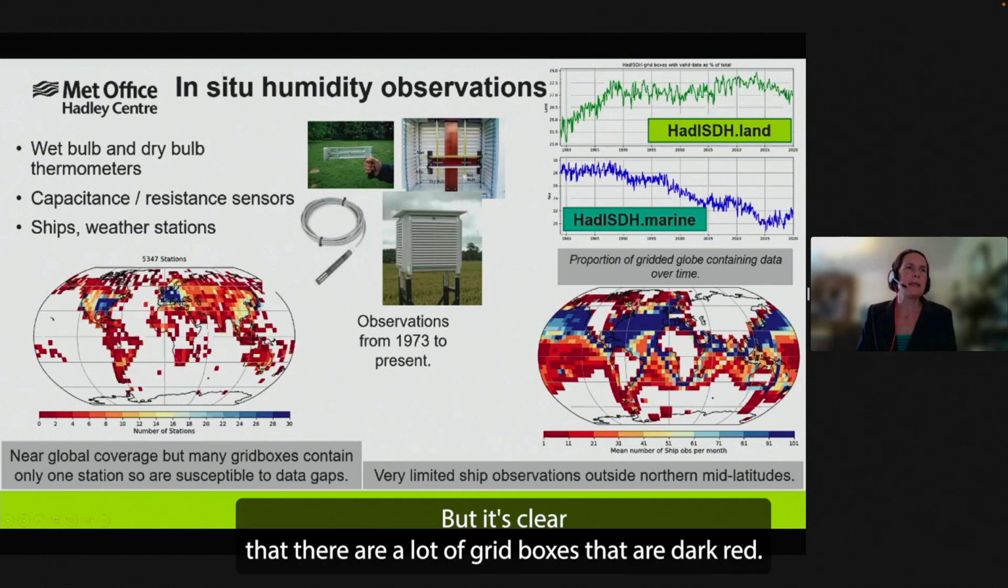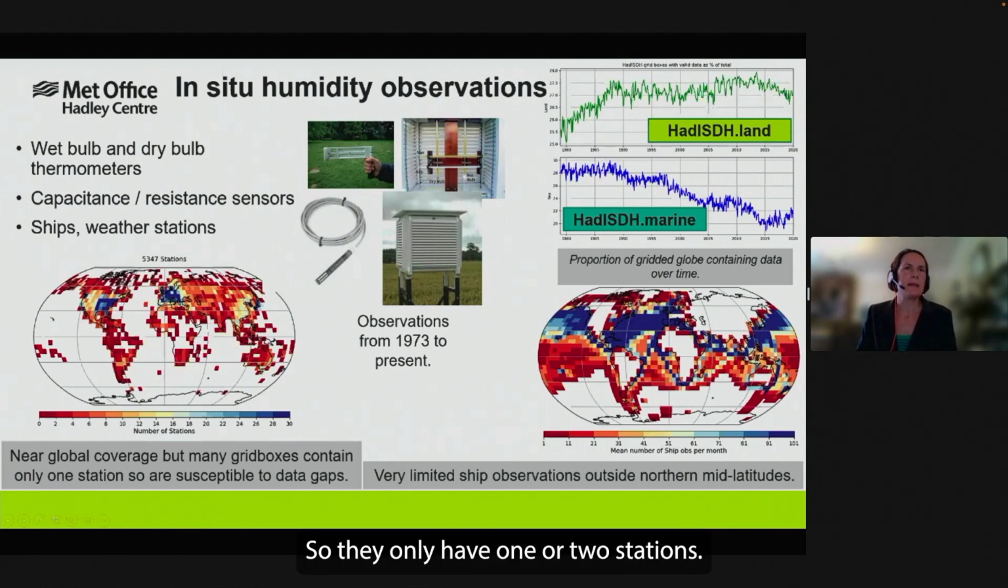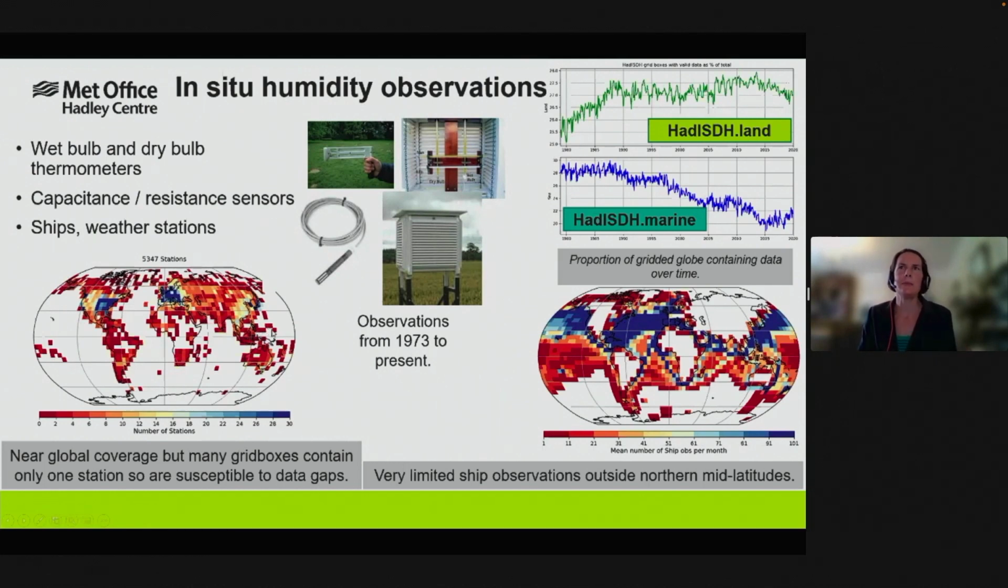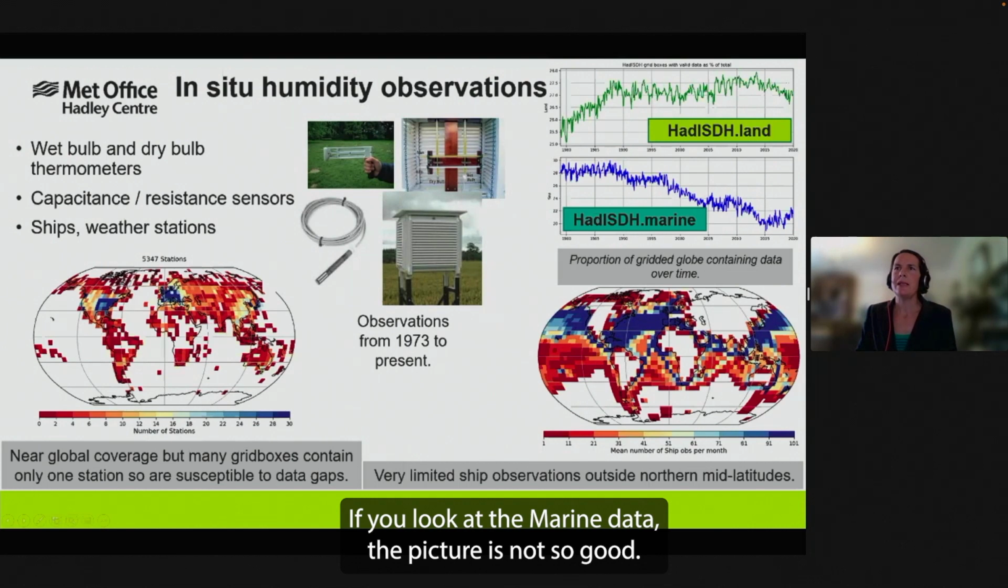But it's clear that there are a lot of grid boxes that are dark red, so they only have 1 or 2 stations. And so when we're looking at much more regional detail, these grid boxes are vulnerable to data gaps and data errors. If we look at the marine data, the picture is not so good.